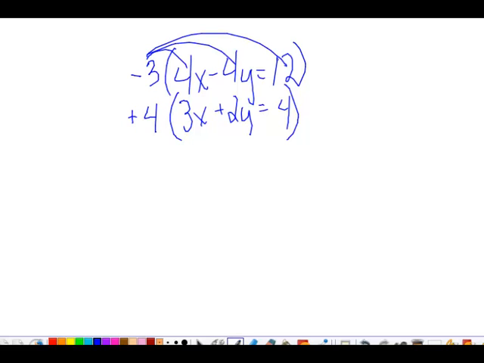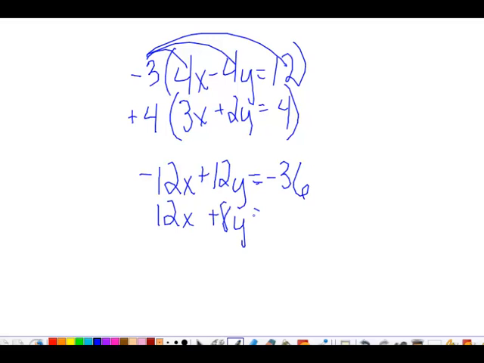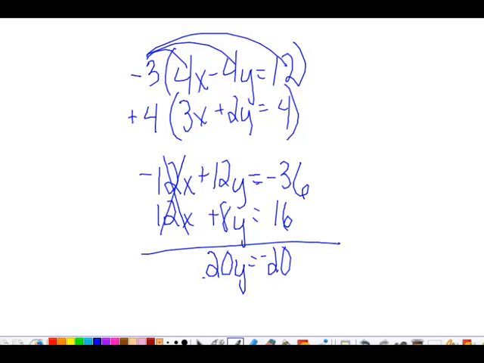It has to distribute to everything once again, so I would have negative 12x plus 12y, make sure you get this side as well, equals negative 36. And then I've got a positive 12x plus 8y equals 16. So that would fall out. I would have 20y equals negative 20. Divide by 20. y is equal to negative 1. So that's part of our ordered pair.